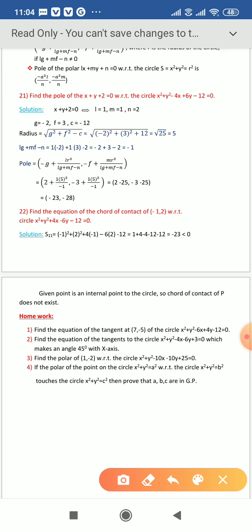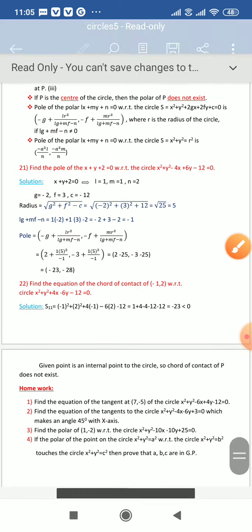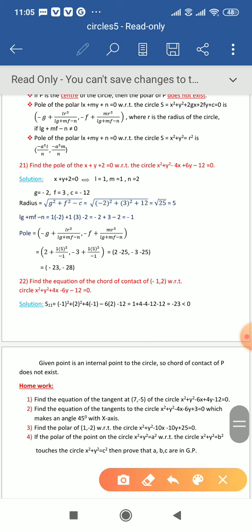Find the pole of the line x plus y plus 2 is equal to 0 with respect to the circle. We find the pole. Here we know the pole formula. For this, the given line is x plus y plus 2 is equal to 0. From this, L is the x coefficient, M is the y coefficient, and n is the constant. From the given circle equation, we write g as half of the x coefficient, f as half of the y coefficient, and c the constant.